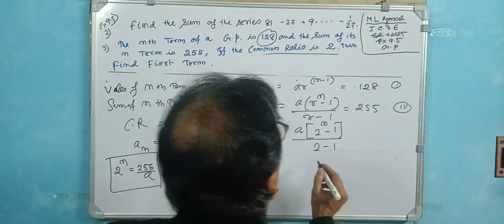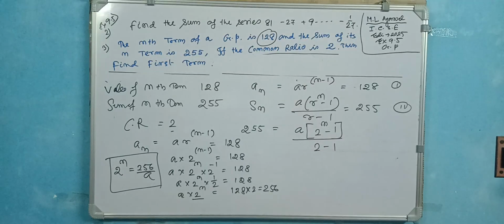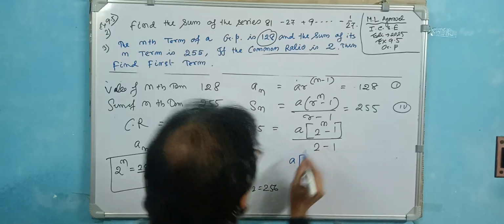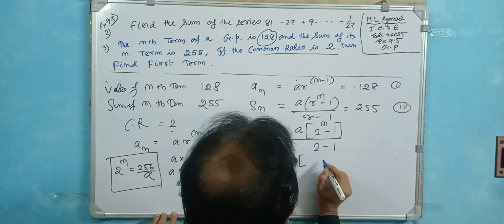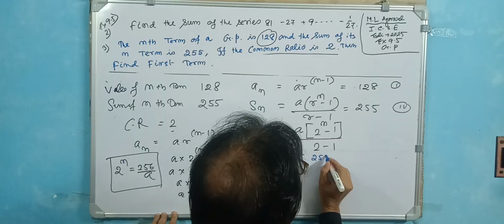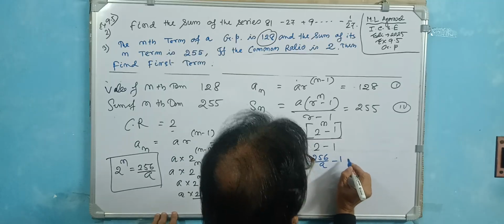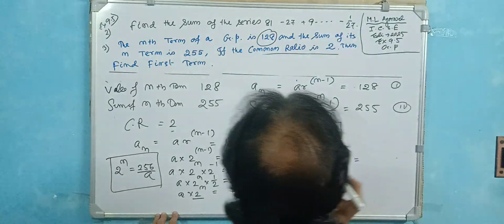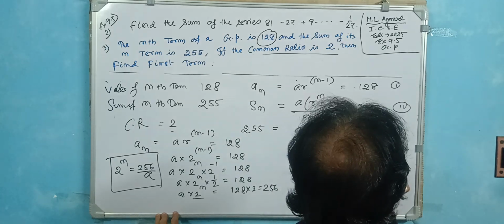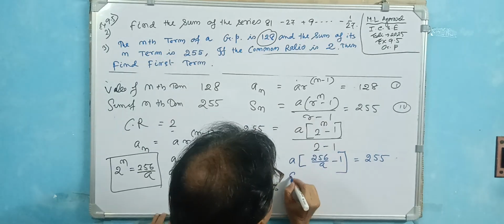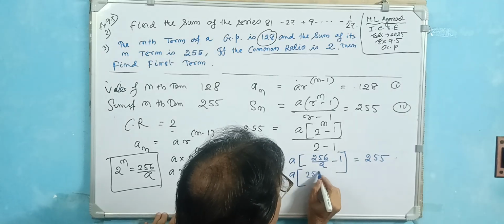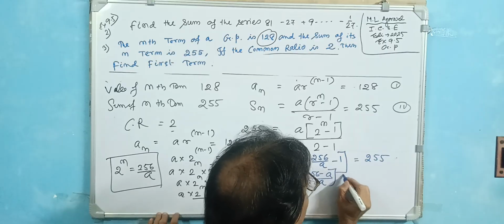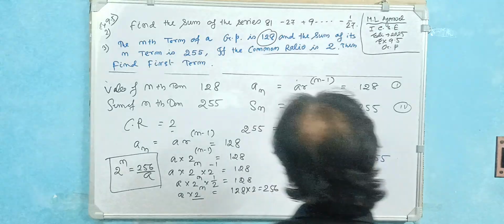Be very careful. So here I just write in another pen color also. Here is actually a bracket. What's the value of 2 to the power n? This is 256 by a minus 1. And here r minus 1 is 1. So this is actually 255. Okay, so now this is a bracket: 256 minus a by a. That is 255. Is that clear to you?